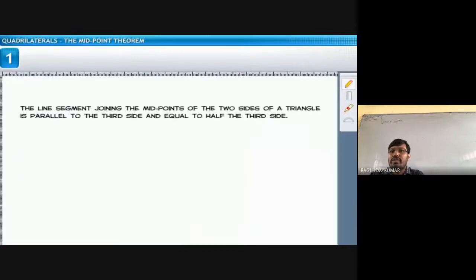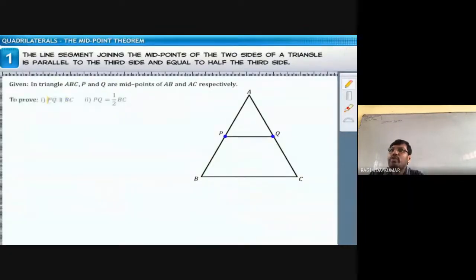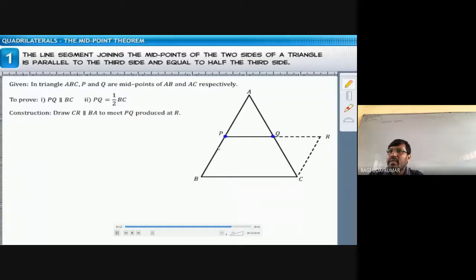So let us go for the proof of this theorem. Okay, so let us consider the triangle ABC, and P and Q are the midpoints of AB and AC. Join P to Q, and we have to prove that PQ is parallel to BC and PQ is half of BC. For that purpose a small construction is needed: draw a line CR which is parallel to PB. Actually, this model problem we did in the previous class.